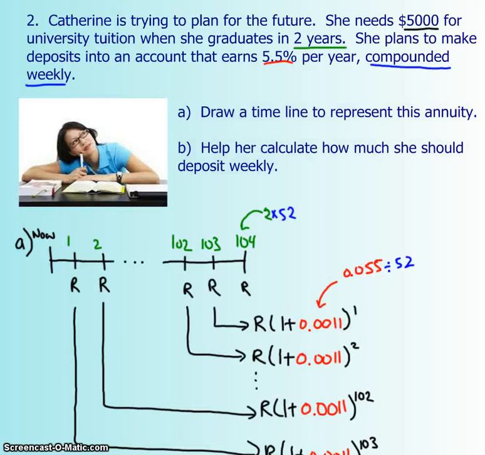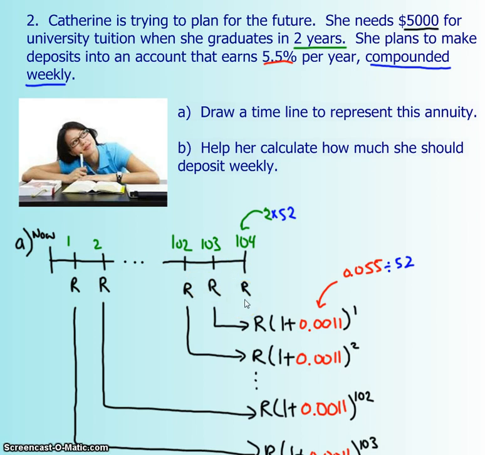Number 2, Catherine is trying to plan for the future. She needs $5,000 for university tuition when she graduates in 2 years. She plans to make deposits into an account that earns 5.5% per year, compounded weekly. First of all, let's take a look at what a timeline would look like. We don't know exactly how much she's depositing each time, but they are the same amounts every single time.